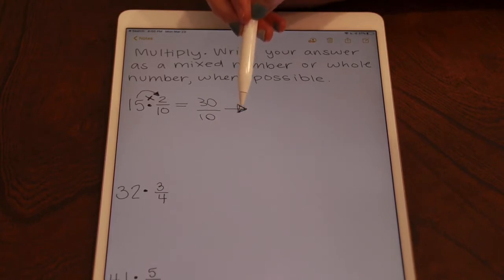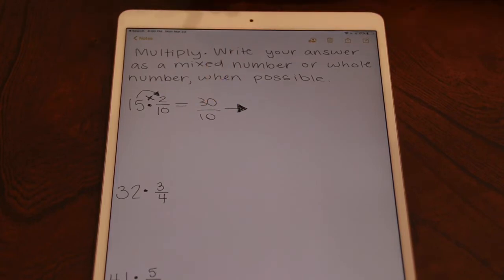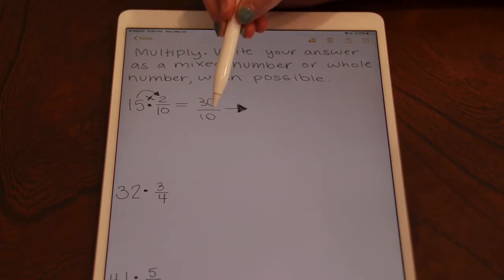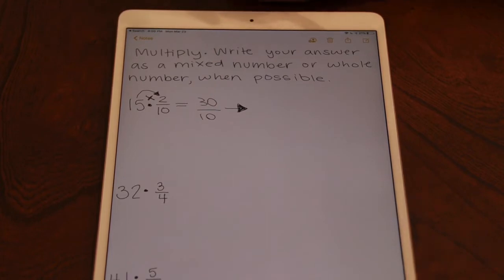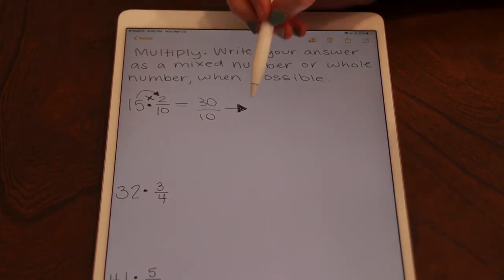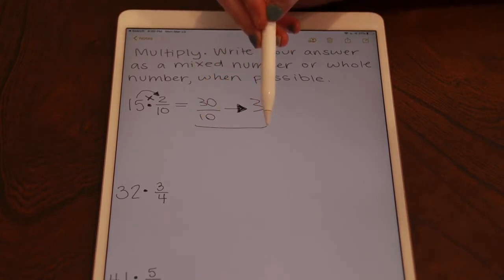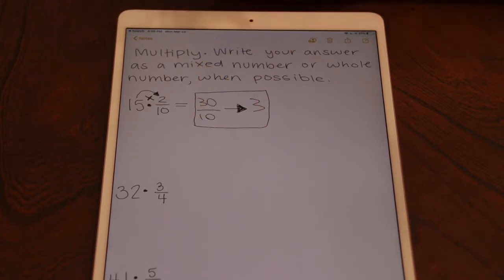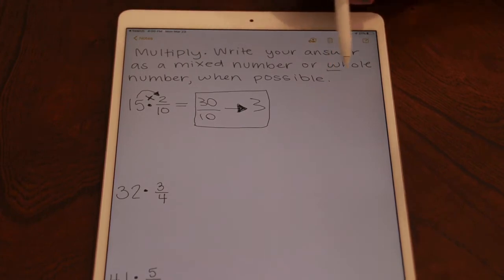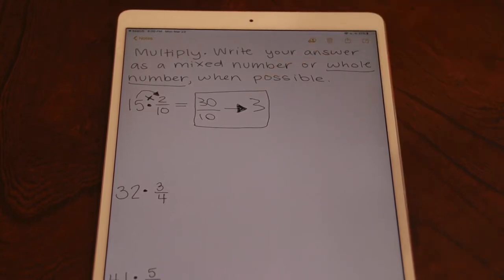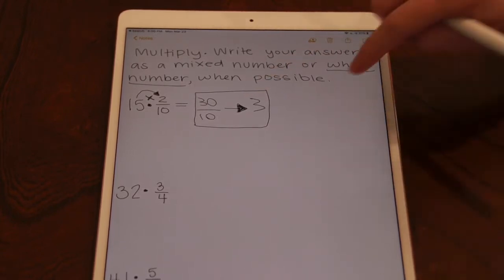So remember, the way we do it is through division. We divide the numerator by the denominator. So I ask myself, how many times 10 goes into 30? So I'll count by tens. 10, 20, 30. It goes perfectly in 3 times. So my answer would just be 3. It's okay to get a whole number. That's okay. It doesn't always have to be a mixed number. Sometimes it will go in evenly, and that's a-okay.